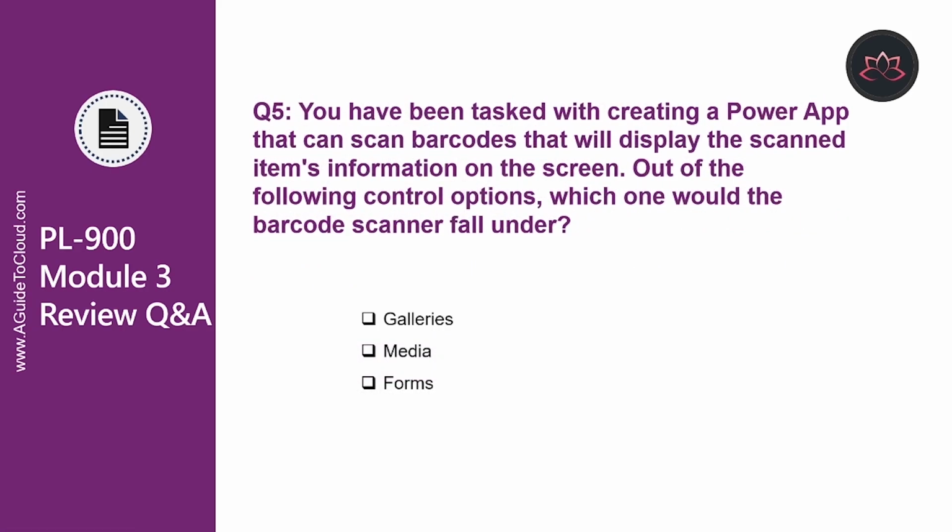You have been tasked with creating a Power App that can scan barcodes and display the scanned item's information on the screen. Out of the following control options, which one would the barcode scanner fall under? Is it forms? No, it's not galleries either. So the correct answer is media. The barcode scanner control is a part of the media category of controls. This control can be used to scan barcodes of various types and pass information about the barcodes to the Power App. Then additional functions can use that barcode information to perform additional tasks.